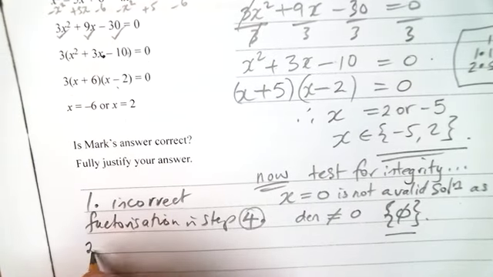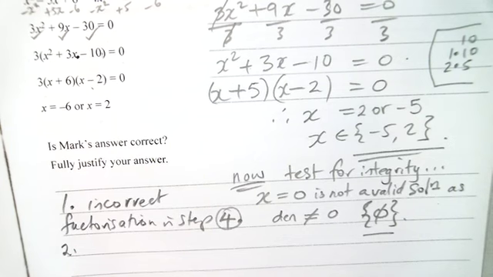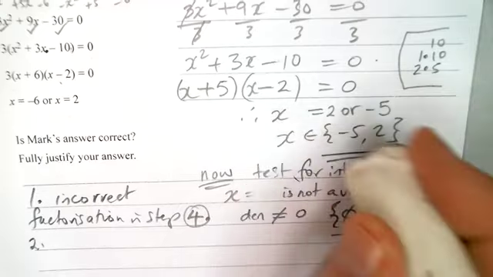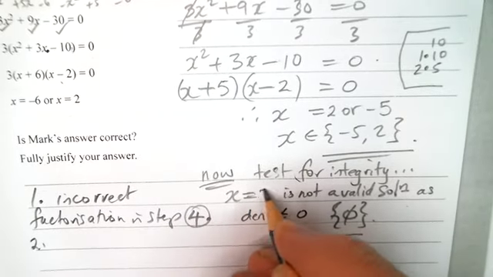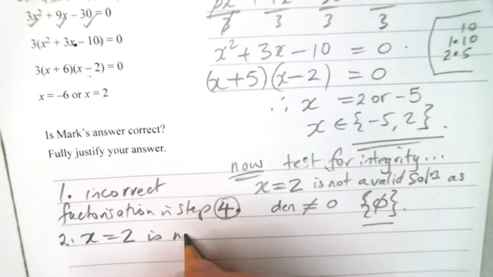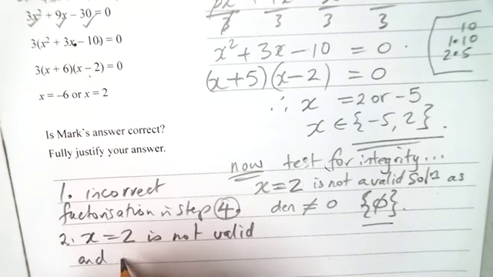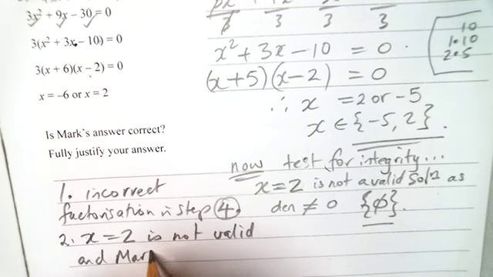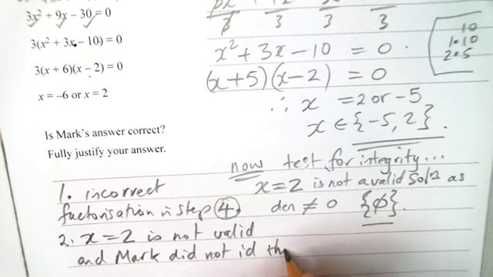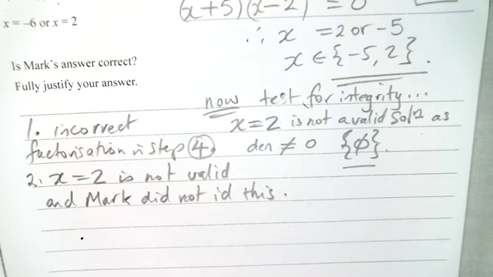The second thing I would note is, oh, I put x equals 0 is not. Of course, x equals 0 is not. x equals 2 is not. What am I doing? Sorry, my bad. x equals 2 is not valid. And Mark did not identify this in his solution. So they're the things that I would actually note.